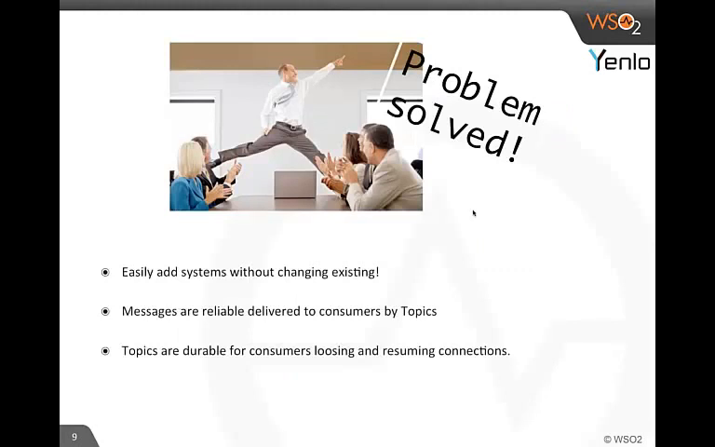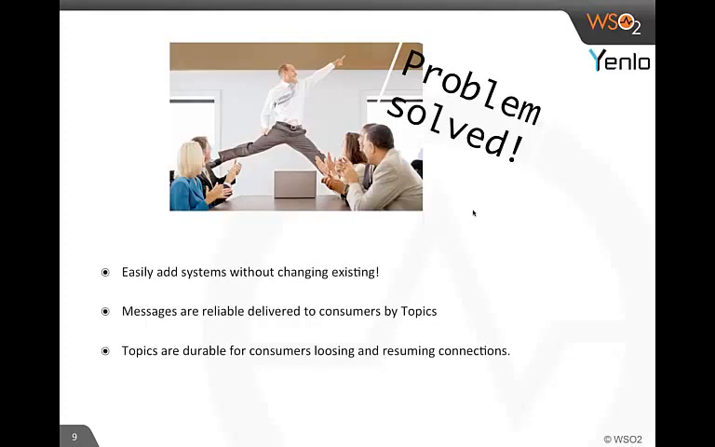We've made the topics durable, which means that as soon as a consumer loses the connection to the topic, the topic will keep track of the consumers. So as soon as the consumer is up again, the topic will say to the consumer, you missed these messages, and the consumer will pick up those messages as well. So we've done loosely coupling, and we enabled reliable messaging for this particular customer.